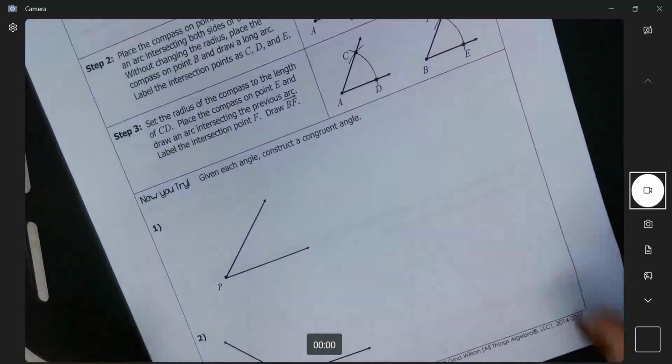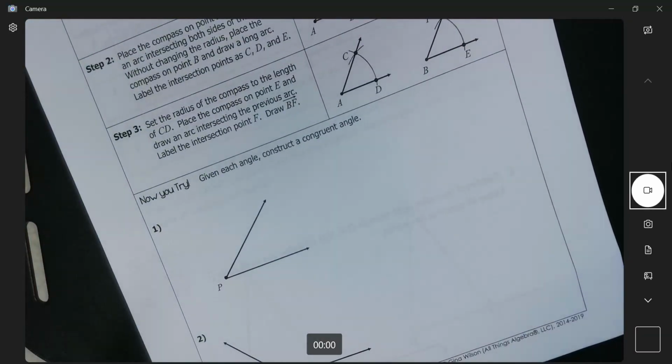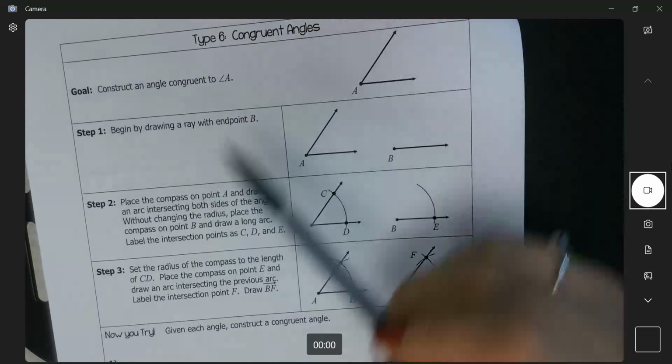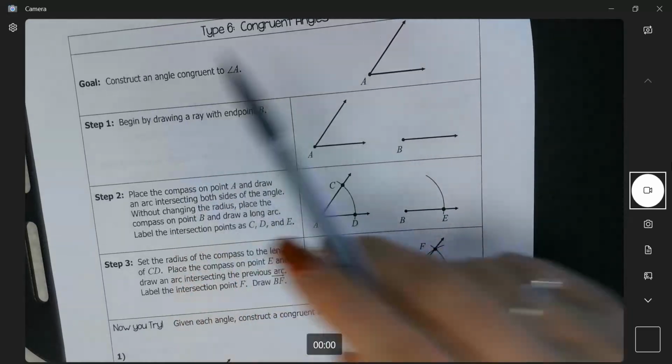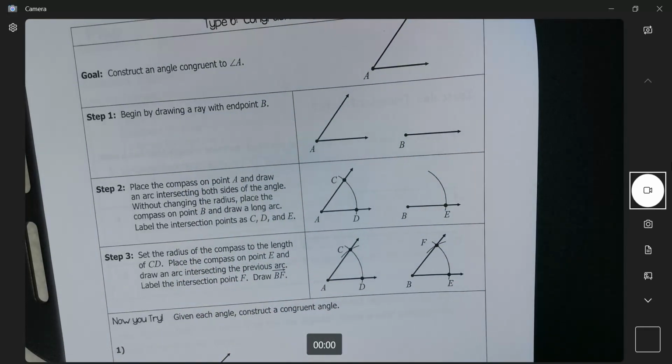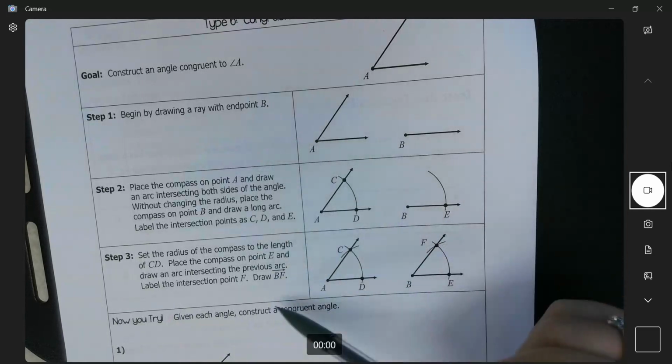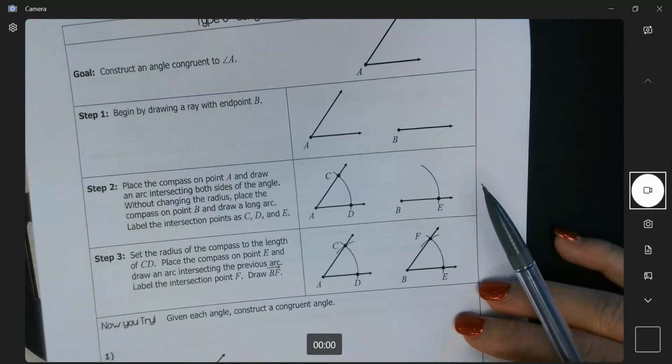So now we're going to take a look at congruent angles. So we do have the steps up here. Again, the goal: construct an angle that's congruent to the given angle. We have all those steps written out here, but I'm going to walk you through it again.